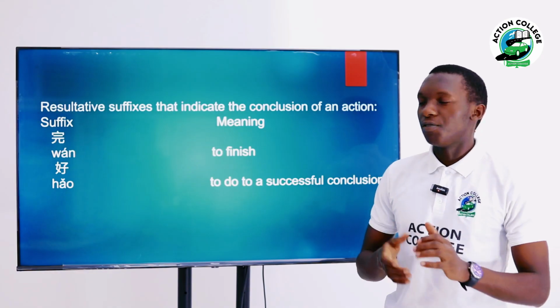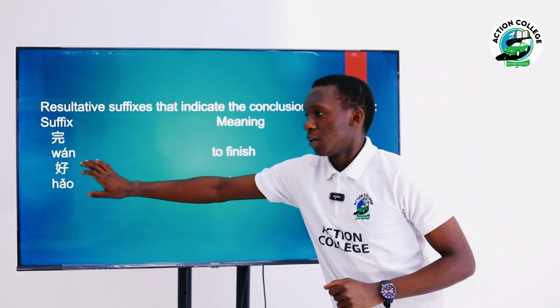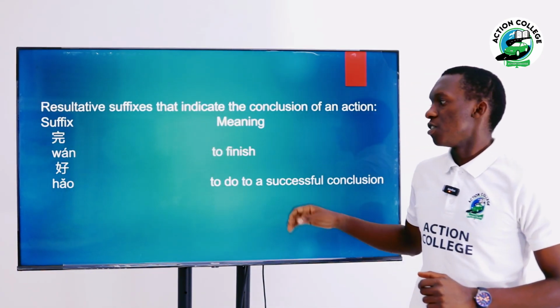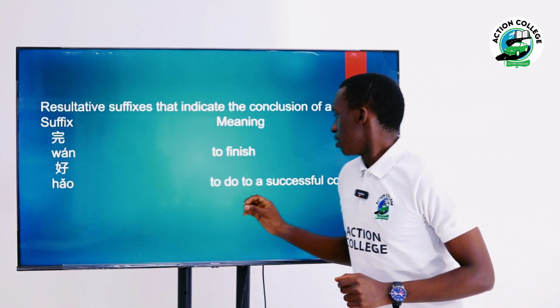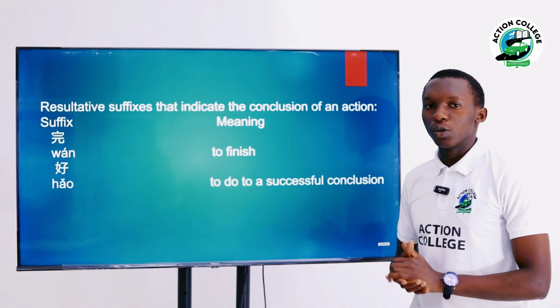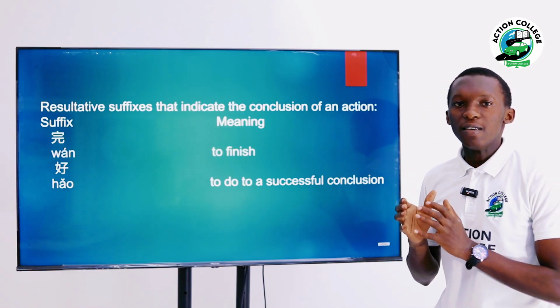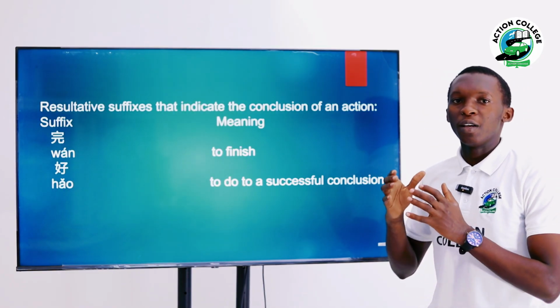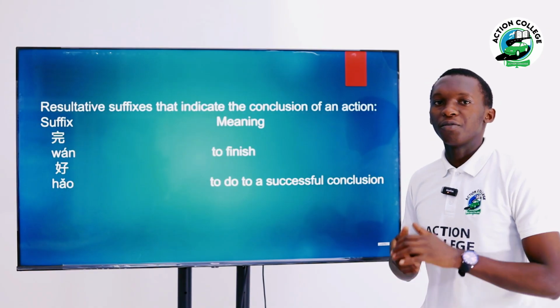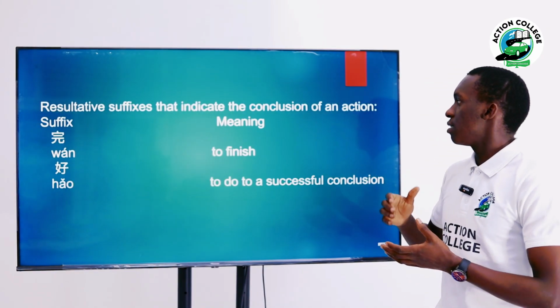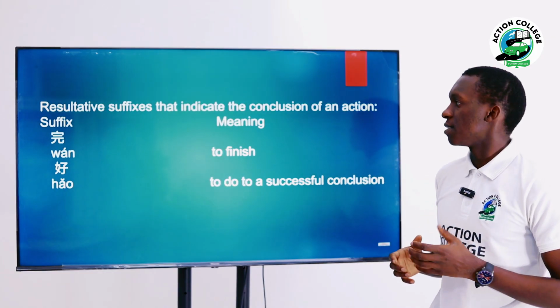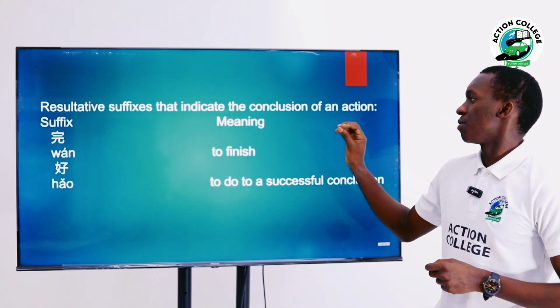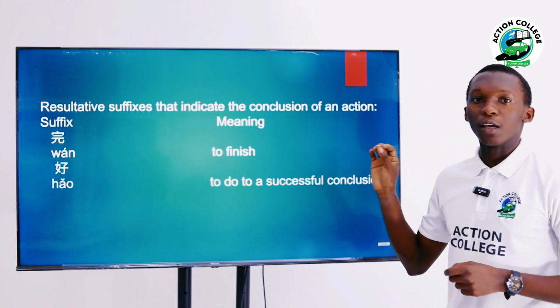So the first suffix is wan, which means to finish. Then the next is hao, to do a successful conclusion. So please remember that these are suffixes, which means that we add them after a verb, after a stative verb, to indicate its conclusion or its completion, according to the nature of suffixes. But these resultative suffixes indicate the conclusion.